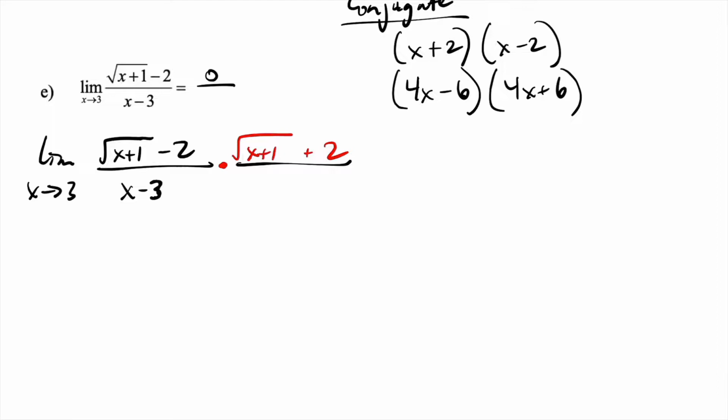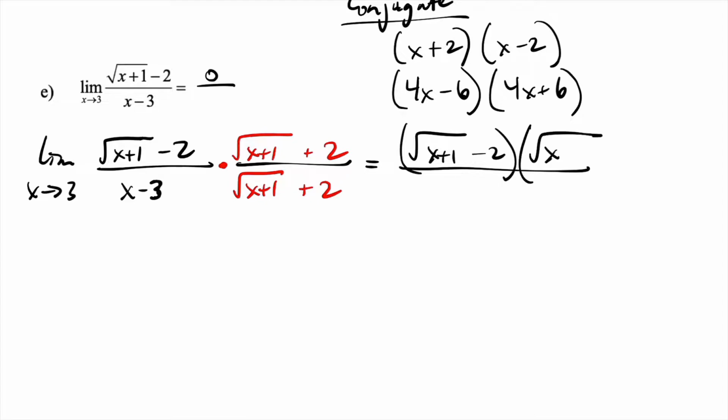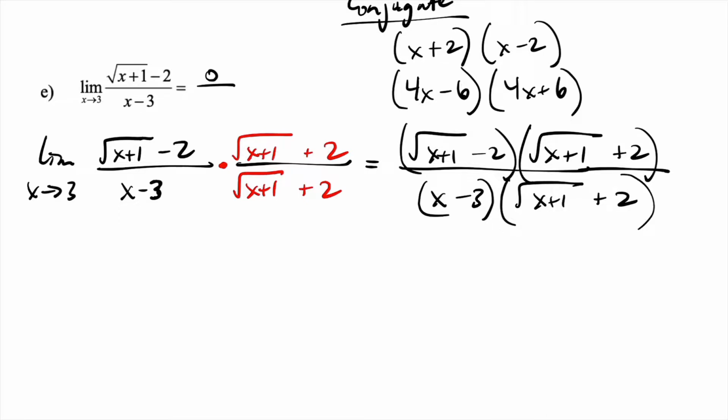When we multiply the top of a fraction, what's the rule? If we multiply the top of the fraction, what else do we have to do? Otherwise you're changing the fraction, right? So we have to multiply the same by the bottom. So this is going to result in square root of x plus 1 minus 2 times square root of x plus 1 plus 2 on top. And on the bottom, you're going to get x minus 3 times square root of x plus 1 plus 2. I probably should have used red, but oh well.